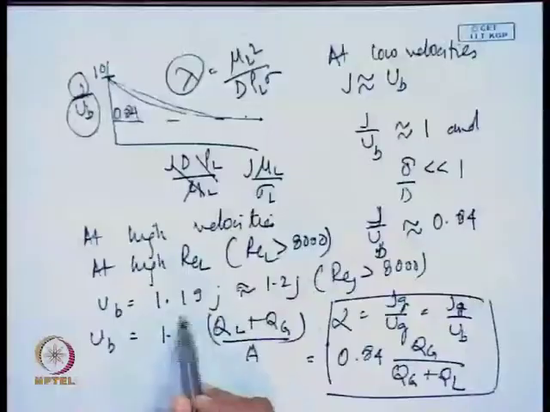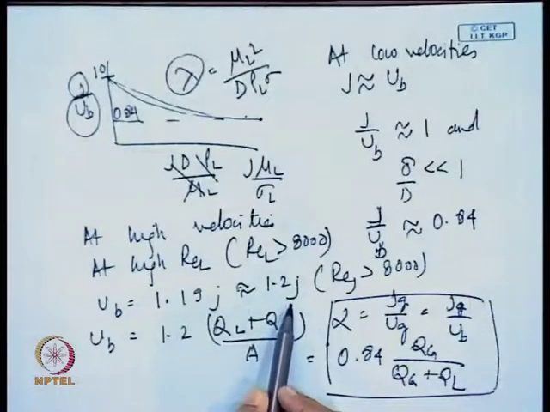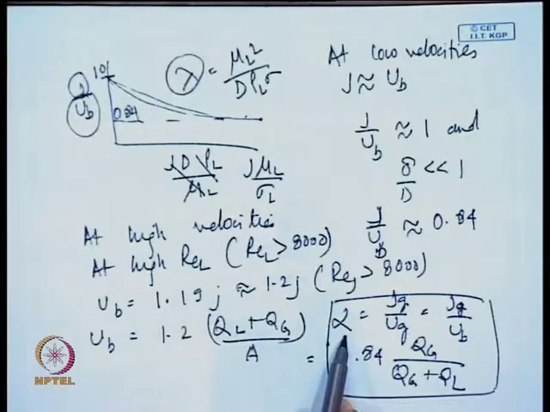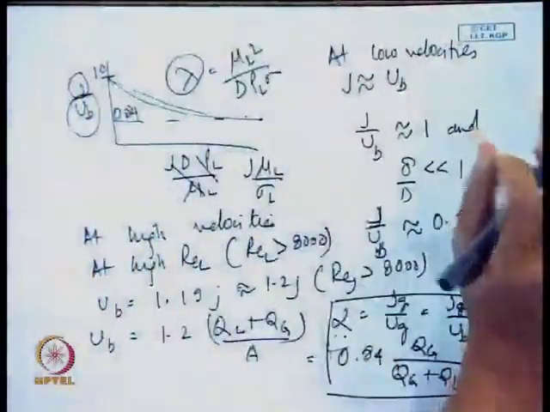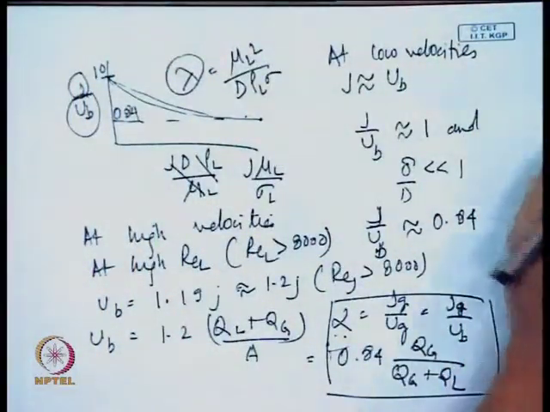When velocity is high, that means the liquid Reynolds number is high. Under that particular case, people have observed that J by Ub reduces to a ratio of 0.84, which gives you Ub equal to almost about 1.2 J. If this is substituted in the expression of alpha, we find that alpha can be obtained by this particular expression. Now, if this alpha is substituted into the pressure gradient expression, then we can get the accurate pressure gradient expression. But remember, this pressure gradient is not very simple.